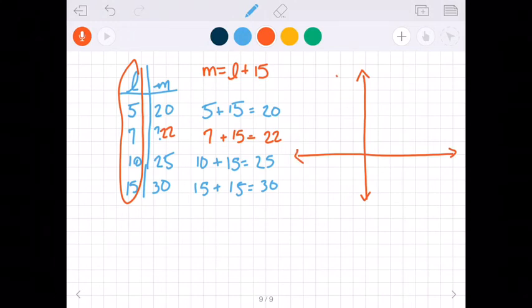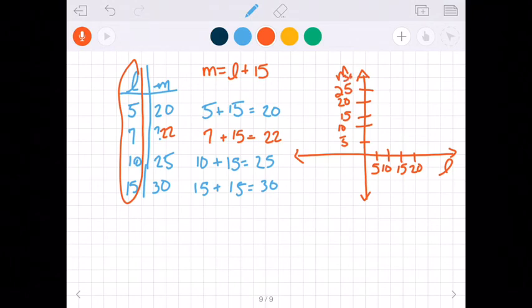Okay, we're going to say that this one is M and this one is L. So when L is 5, let's mark these by 5s because we have 5, 10, and 15. So let's say that's 5, 10, 15, 20. And we can do the same on our M side because we can measure these however we want. 5, 10, 15, 20. We're only dealing with positive numbers, but we do go up to 30.